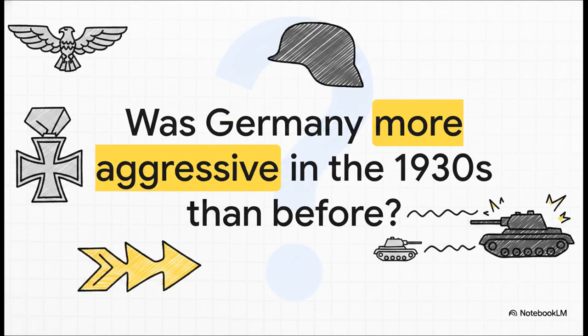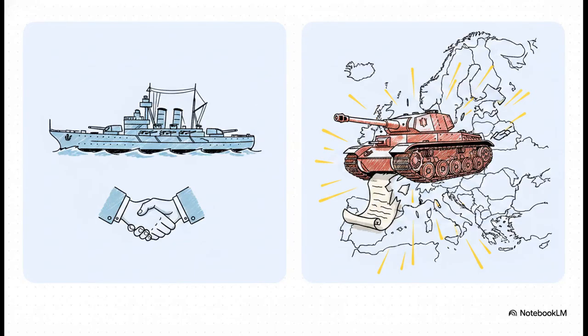Which brings us to a really fascinating underlying question. Was Nazi Germany actually more aggressive in the 1930s than the German Empire was right before the First World War? The contrast here is actually staggering. Sure, before the First World War, Germany was definitely militaristic. They were heavily involved in army and naval arms races and busy building strategic alliances. But they didn't really have direct territorial expansion within Europe.